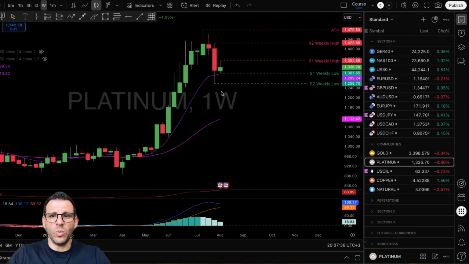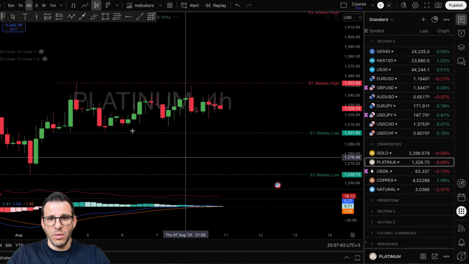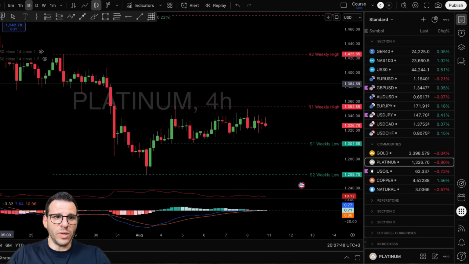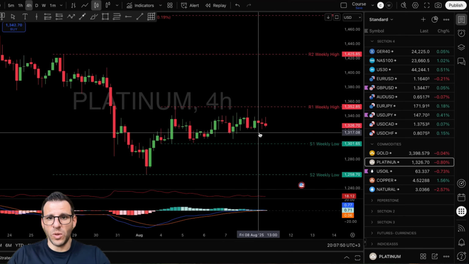The levels we have to watch will be the previous 2 weeks highs and the previous 2 weeks lows. On the lower time frame, especially for the last week's moves, we're going to see just sideways consolidation.